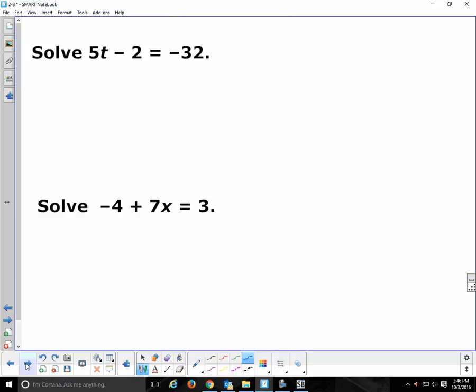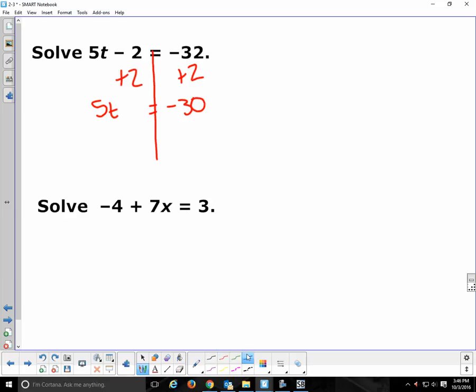Let's do another one. Okay, so we've got 5t minus 2 equals negative 32. If I work backwards through PEMDAS, I'm going to deal with any adding or subtracting first. So there's a minus 2 there, and I'm going to deal with that minus 2. I'm going to add 2. So I have 5t equals negative 32 plus 2, which is negative 30. Yeah, if it's 32 below and it gets 2 degrees warmer, it's going to be 30 below, still cold.